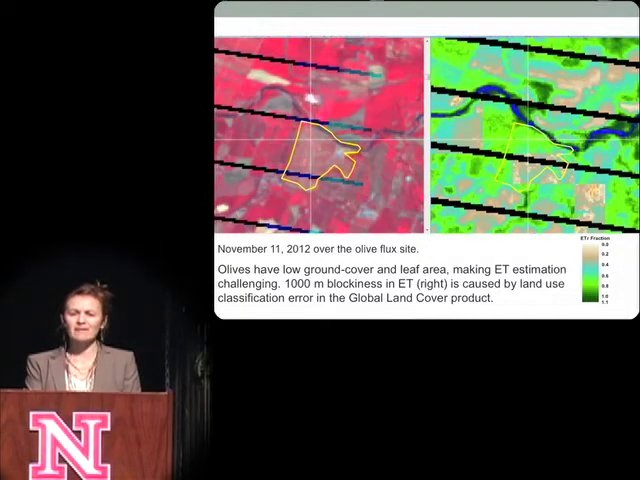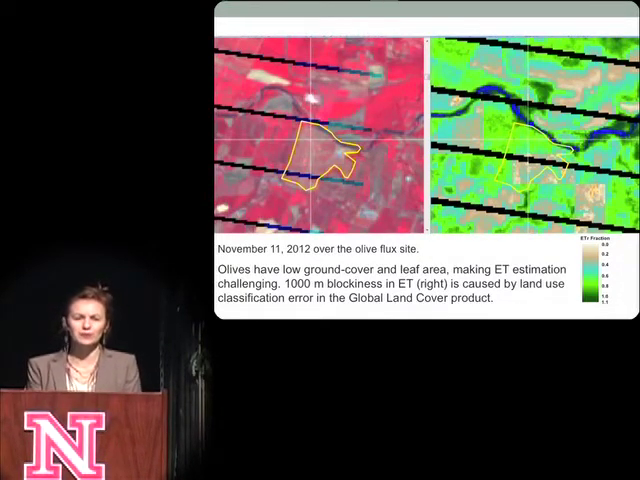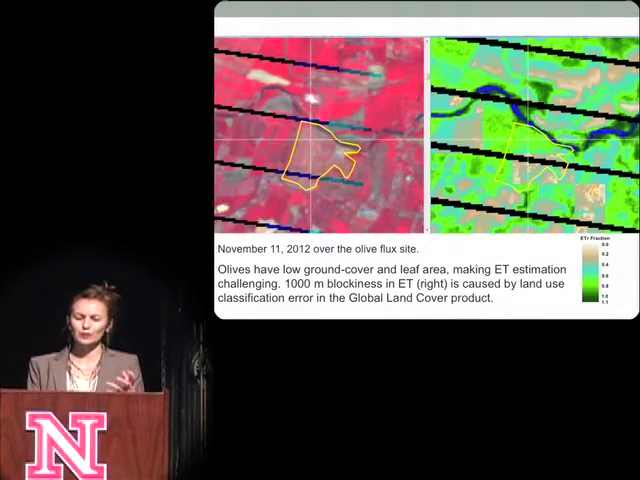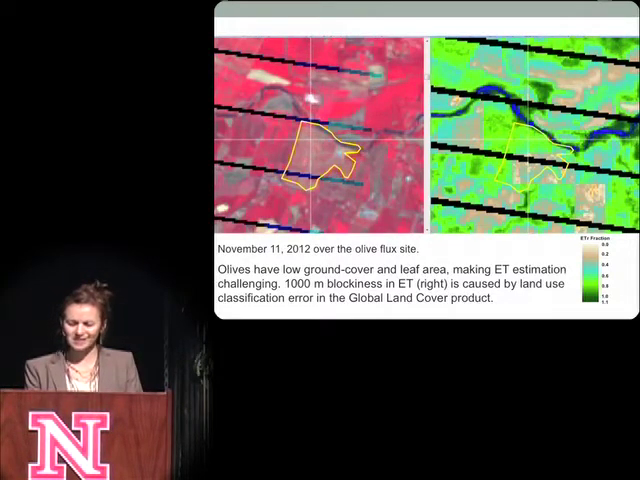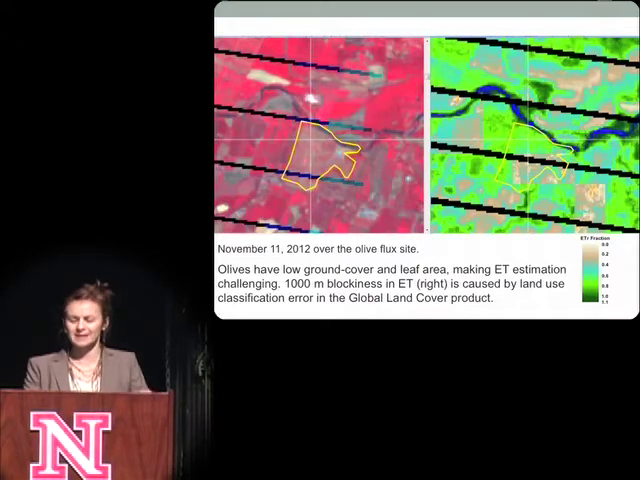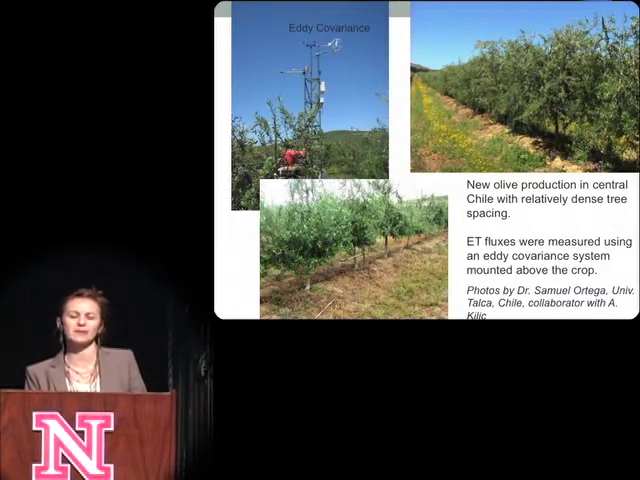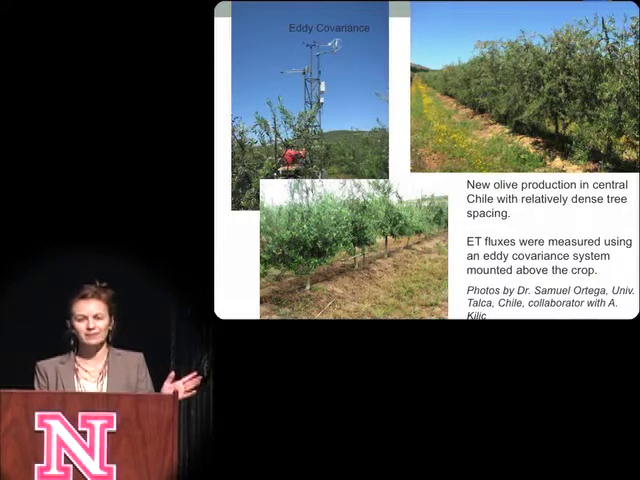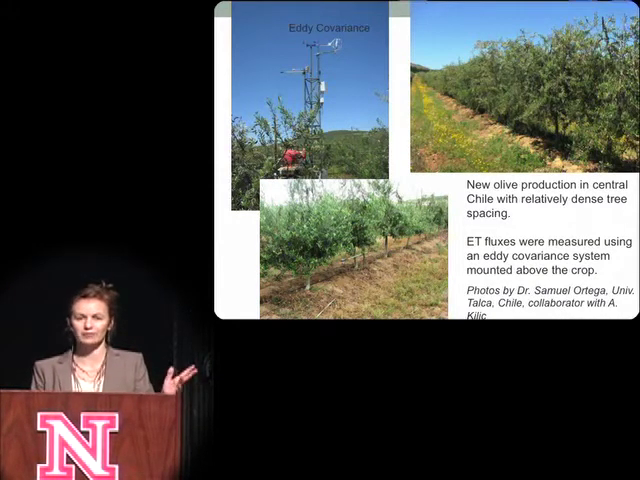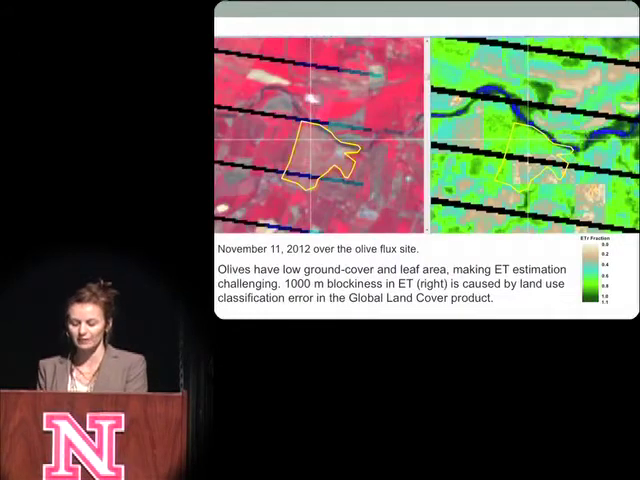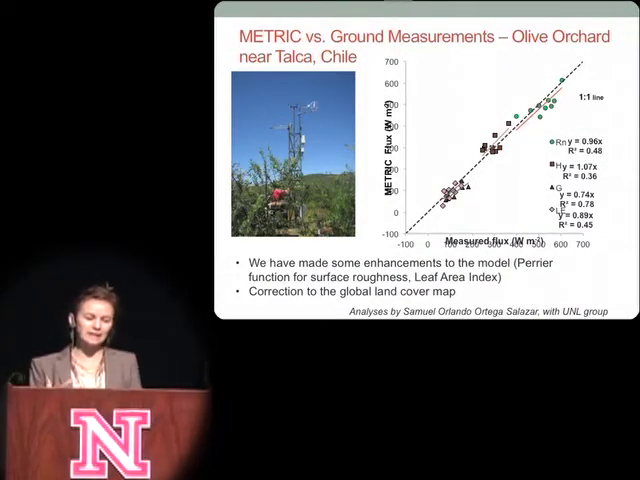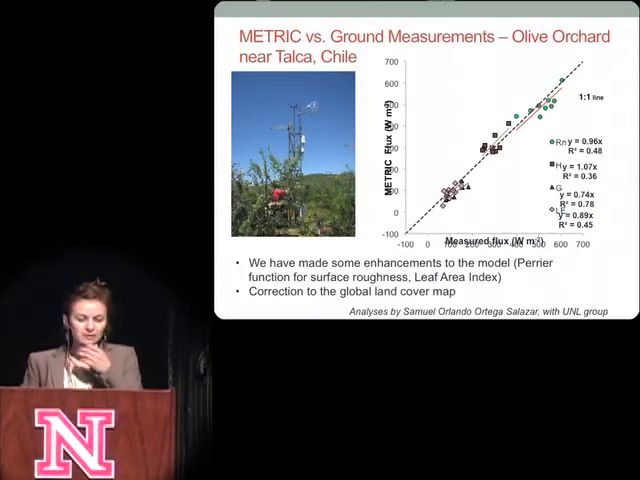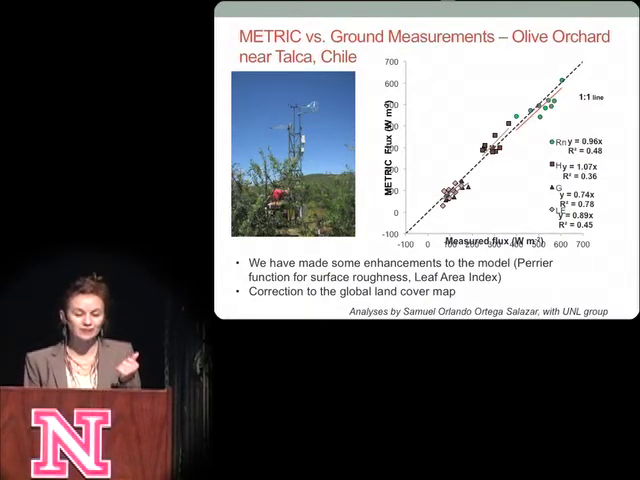Again, anytime when you go outside the U.S., there's challenges finding the data, especially the GIS data. So they don't have a land use map. We have to work with the global land cover. Also, this is a completely new ecosystem. It's a tree. Look at that tree. These are not corn, soybean, the agricultural crops that METRIC was developed for. So we have to do quite a bit of modification to improve the models so that we can have a good estimate of ET from this ecosystem.